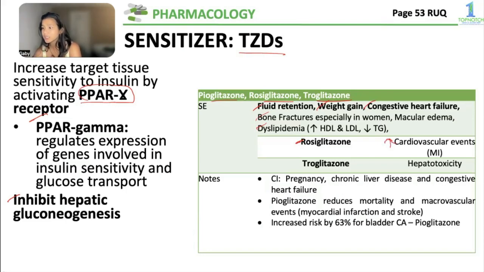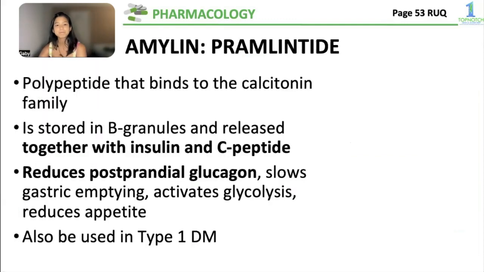So they are contraindicated in patients with chronic liver disease and congestive heart failure. Pioglitazone has also been found to have a theoretical increased risk of bladder cancer. Now, the evidence here is a bit dodgy, but theoretically, it's supposed to increase the risk of bladder cancer.